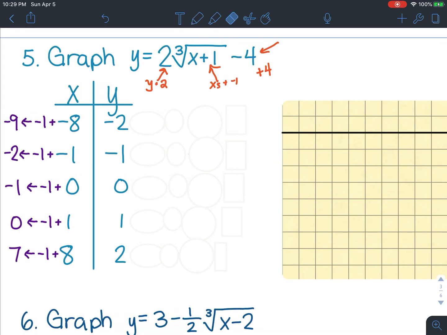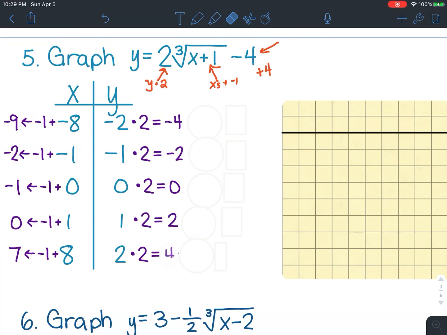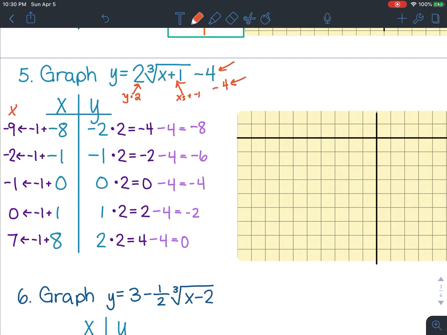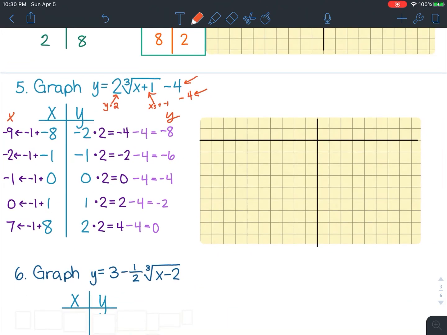Okay, so the first thing we're going to do to our y's is multiply them by 2. So -2 times 2, -4. -2, 0, 2, 4. And then we're going to add the 4 to them. I'm sorry, why did I say add? It's not adding. I've lost my mind. We're subtracting 4. Okay, sorry about that. So -4 minus 4, -8, -6, -4, -2, 0. So now I have my new x's and my new y's.